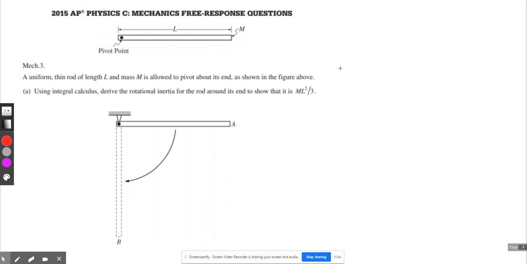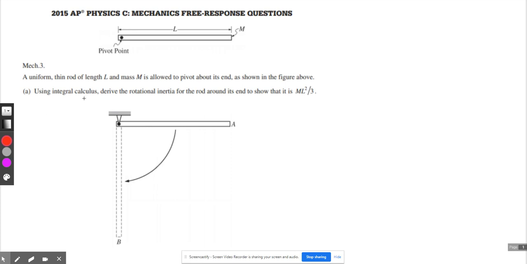In this particular one, we're going to look at some rotational motion and figure out the g for the free fall of gravity. So here we go. We've got a rod, length L, mass M. It can pivot freely about this point here. We're going to drop it from this position A, and it's going to swing down to position B.